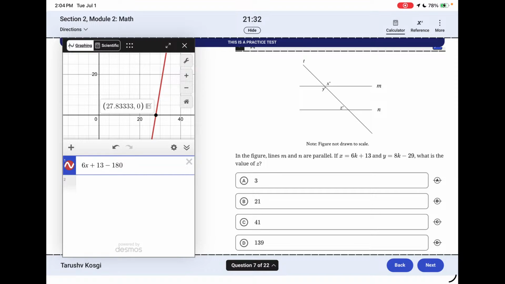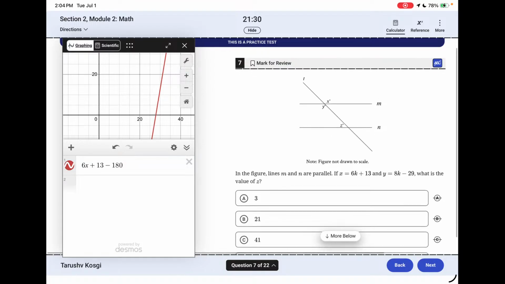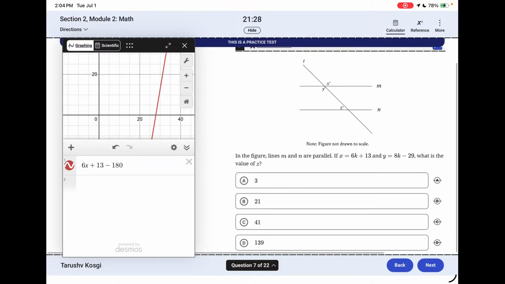Yeah, I don't know, guys. I'm just wasting time, so let me just skip to the next question. Move on. Let me just pick something for this at least. So they usually say figure not drawn to scale, but it usually is drawn to scale. So it's definitely not too big or too small. So it's either 41 or 21.